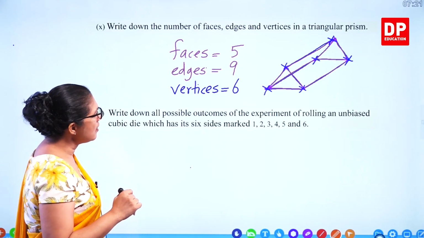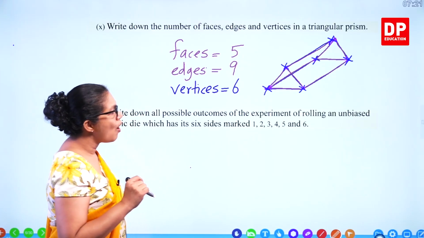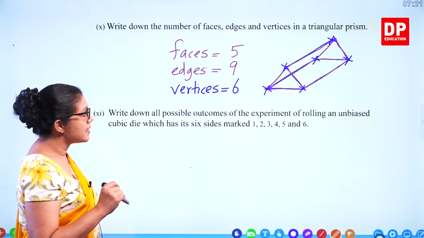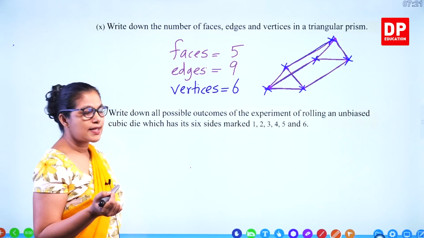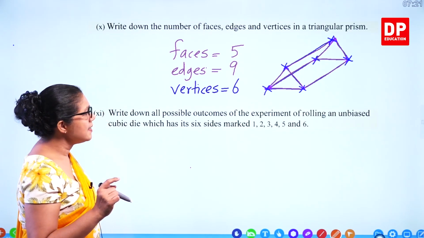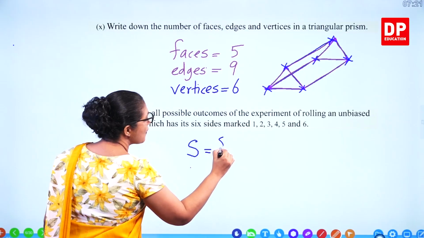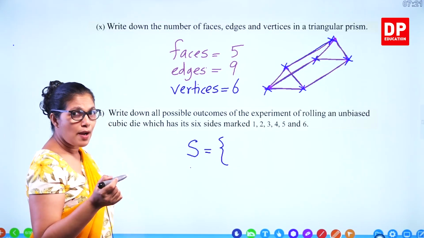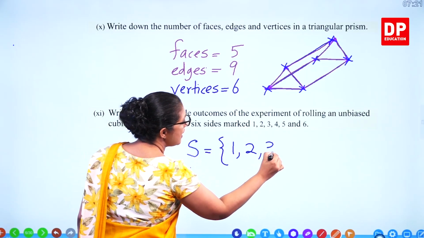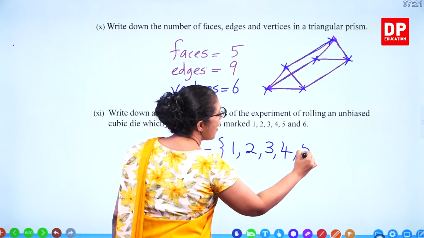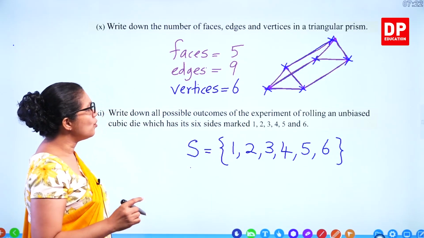Now look at the next question, a probability question. Write down all possible outcomes of the experiment of rolling an unbiased cubic die which has its 6 sides marked 1, 2, 3, 4, 5, 6. So here all possible outcomes means the sample space. So you need to write down the sample space. So when you throw a die, what are the outcomes you can get? You can get 1, 2, 3, 4, 5 and 6. So those are the possible outcomes when you throw a die.